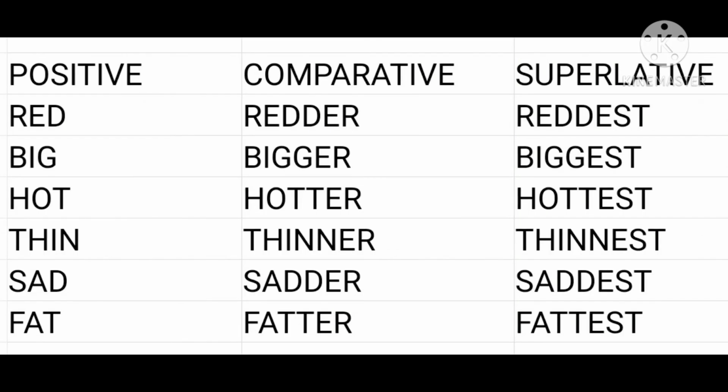And when a positive is a word of one syllable and ends in a single consonant preceded by a short vowel, this consonant is also doubled before adding er and est. Just like red, redder, reddest; big, bigger, biggest. It will be doubled: big, bigger; hot, double t; thin, double n, and then er. Like that: sad, sadder, saddest; fat, fatter, fattest.